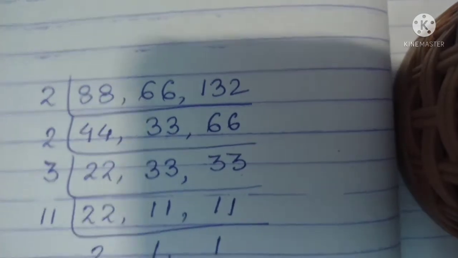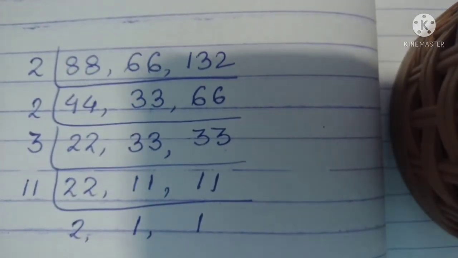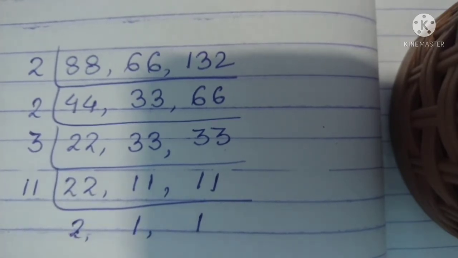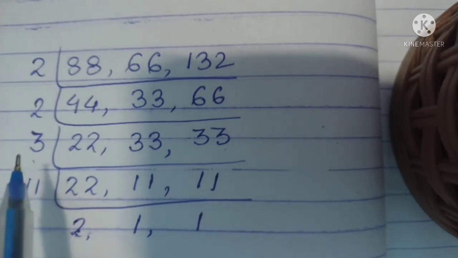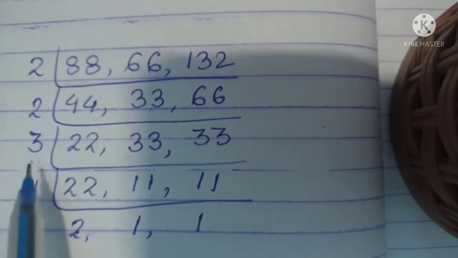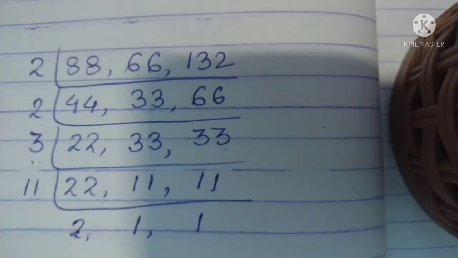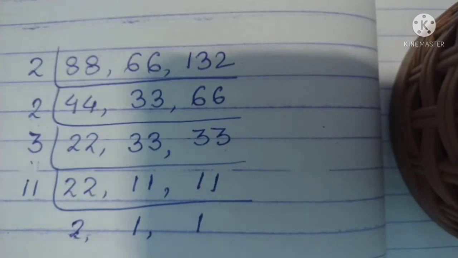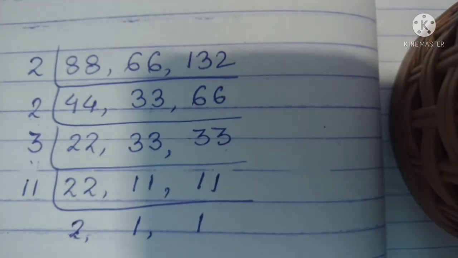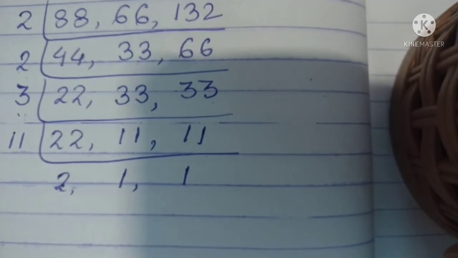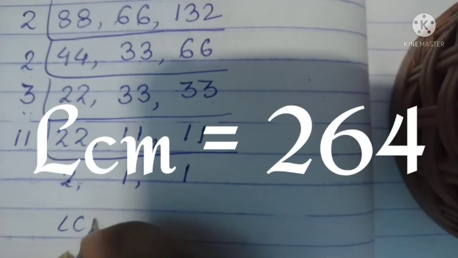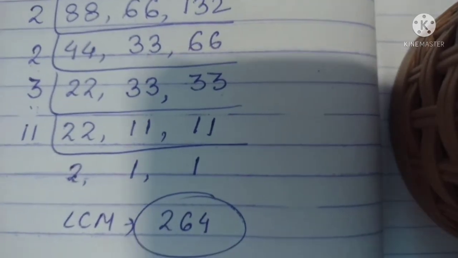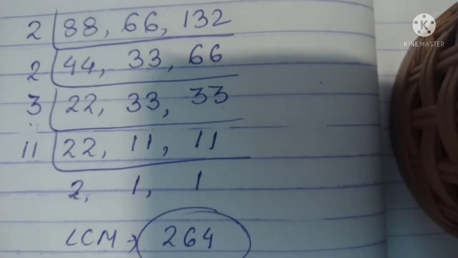And it is over. So here 11 into 2 is 22, 22 into 3 is 66, 66 into 2 is 132, and then 132 into 2 is 264. So obviously the LCM of 88, 66 and 132 will be 264. The answer is being displayed on your screen.